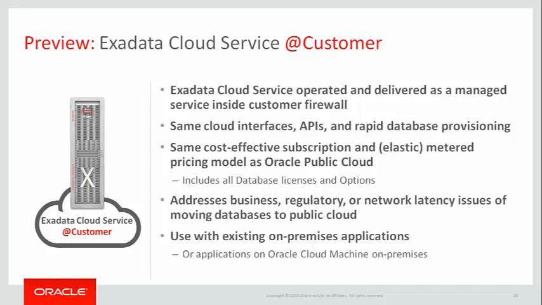The benefit of this model is that you can use your existing on-prem applications by connecting to your on-prem Exadata cloud machine, or you can load your applications on Oracle Cloud Machine at Customer, which is also another offering very similar to Exadata Cloud Service at Customer. So you have two choices: either you use your application as is, or you can move your applications to Oracle Cloud Machine on-prem and use it with Exadata on-prem.